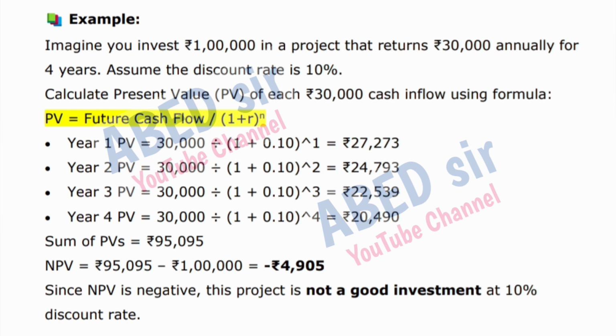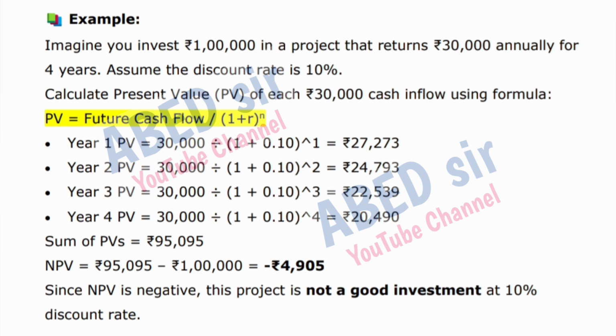Example. Imagine you invest 1 lakh rupees in a project that returns 30,000 rupees annually for 4 years. Assume the discount rate is 10%. Calculate the present value, PV, of each 30,000 rupee cash inflow using the formula: PV is equal to future cash flow divided by (1 plus r) to the power n.